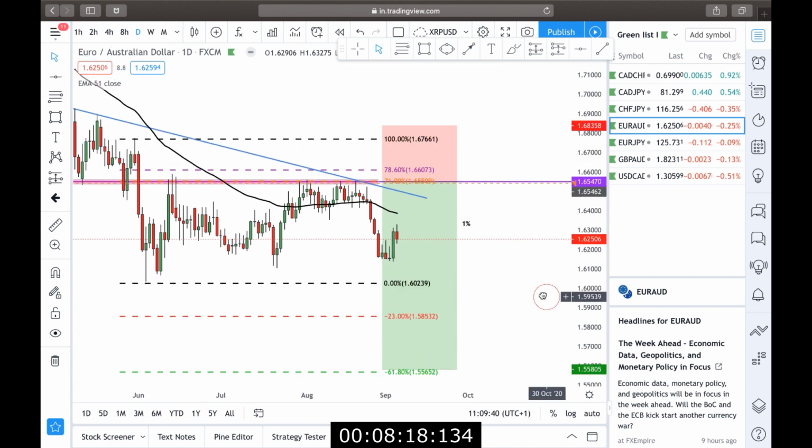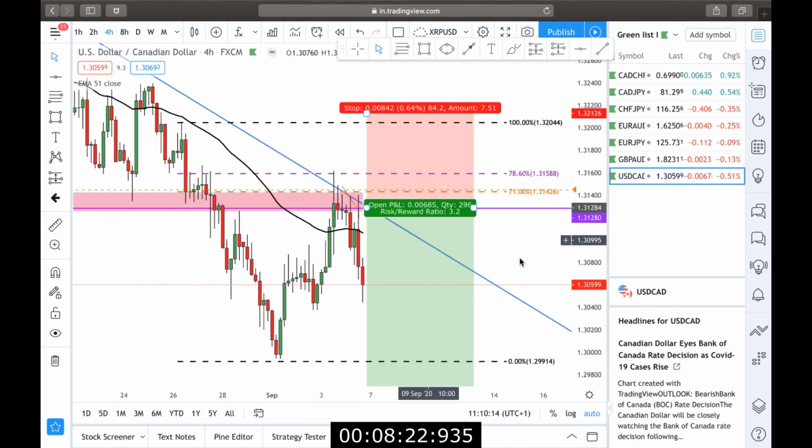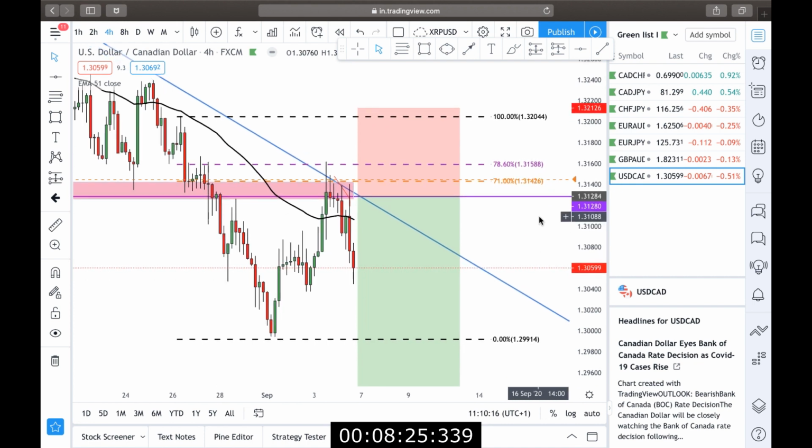So I'm up 1% on that currently. Gave this out to the guys. USD CAD. We are in this one.